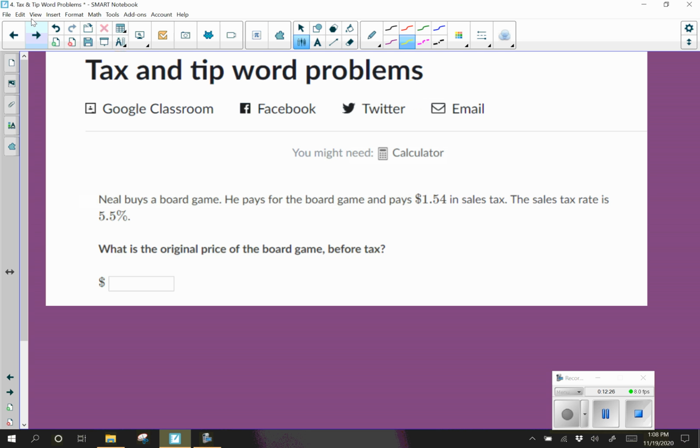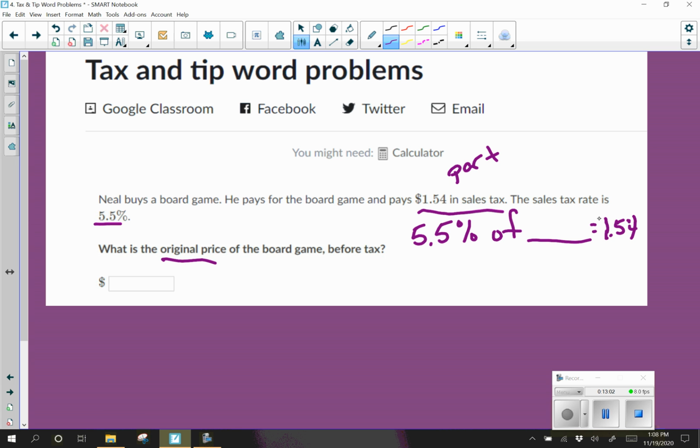Neil buys a board game. He pays for the board game and pays $1.54 in sales tax. The sales tax rate is 5.5%. What is the original price of the board game before tax? So we know he pays $1.54 in sales tax. That's your part. We know our percent is 5.5%. So I'm going to just set it up as 5.5% of, we don't know the original amount, which is your whole, but we do know that the sales tax was $1.54.